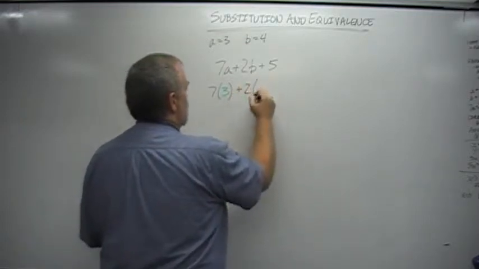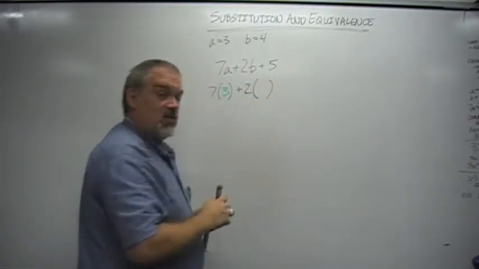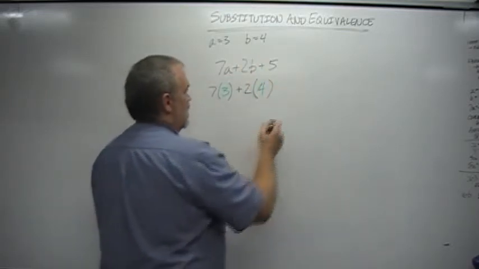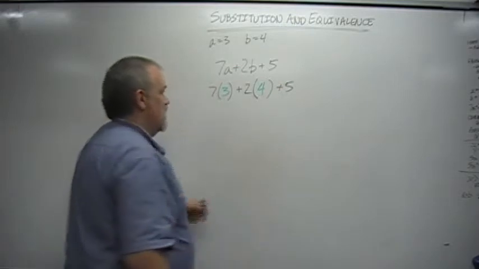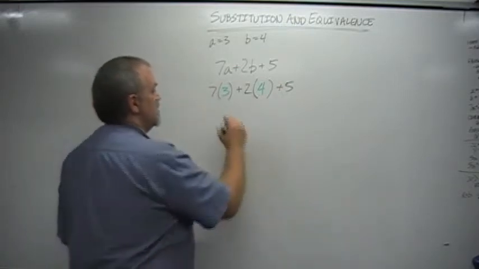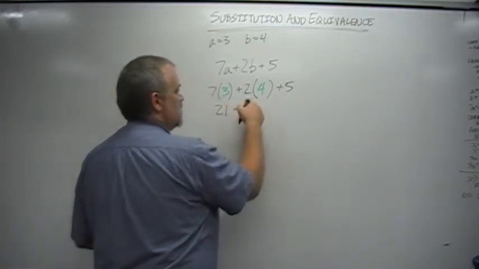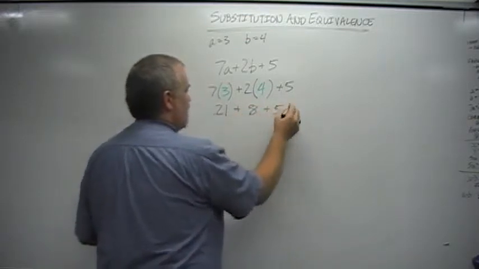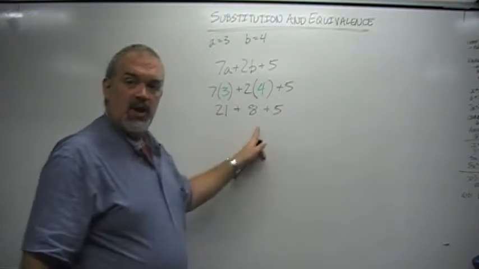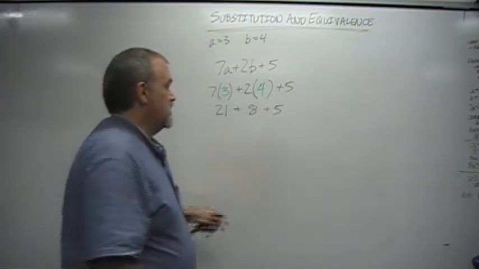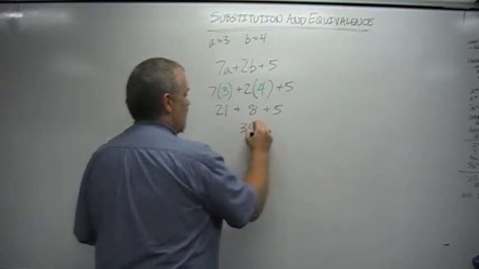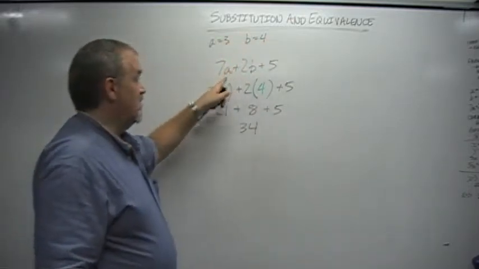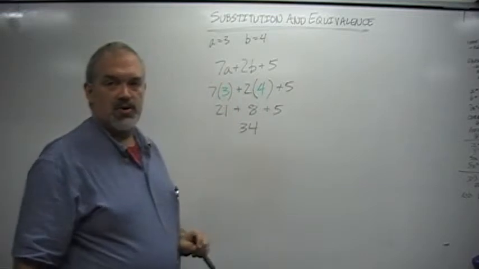Plus 2, and what is b equal to? b is equal to 4, plus 5. So 7 times 3 is 21, plus 2 times 4 is 8, plus 5. So 21 plus 8 is 29, plus 5 is 34. So we have substituted those two values in place of the pronumerals.